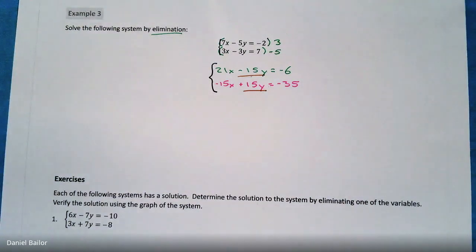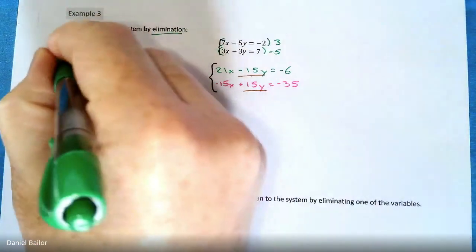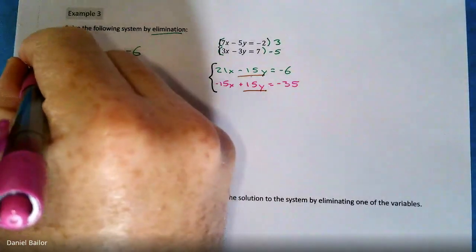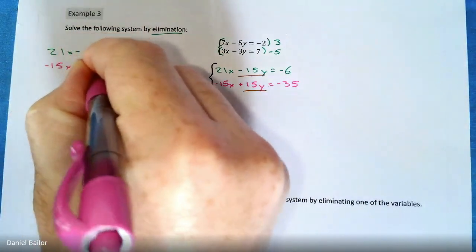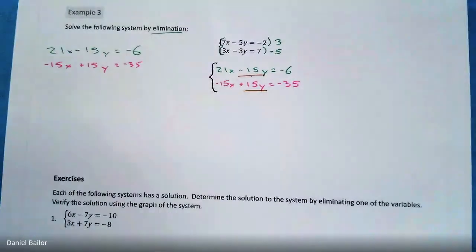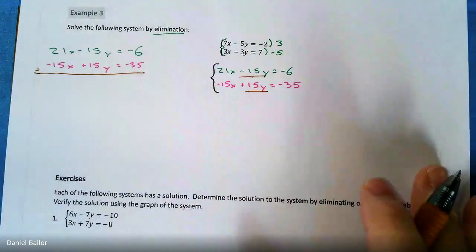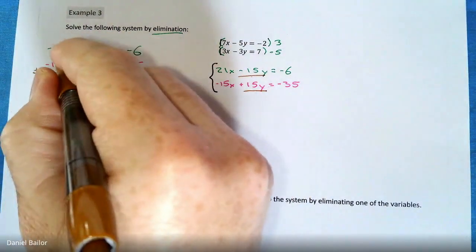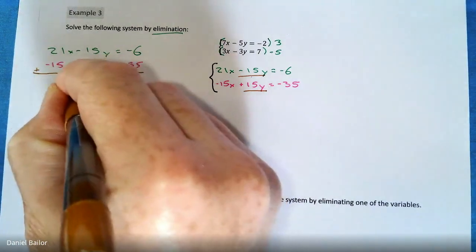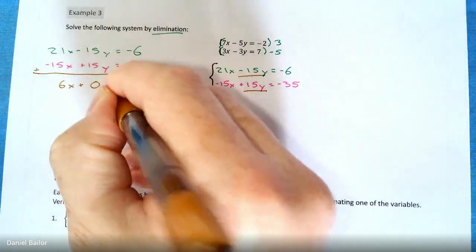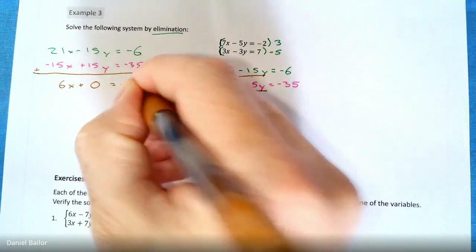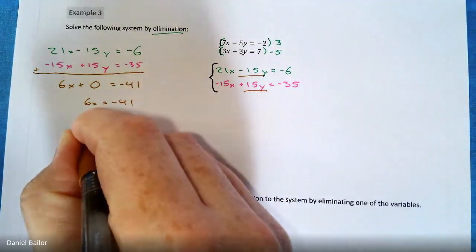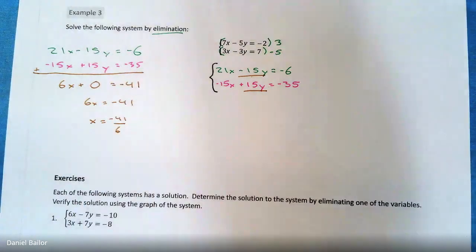Because when I add these equations, after I put them in different forms, I'm copying them down again and adding them over here. You can see that if I add them, minus 15y and the 15y cancel to be 0. So I get 21x minus 15x is 6x. 6x plus what I eliminated to make 0, and negative 6 and negative 35 are negative 41. So now I have 6x equals negative 41. So I know x is negative 41 over 6.